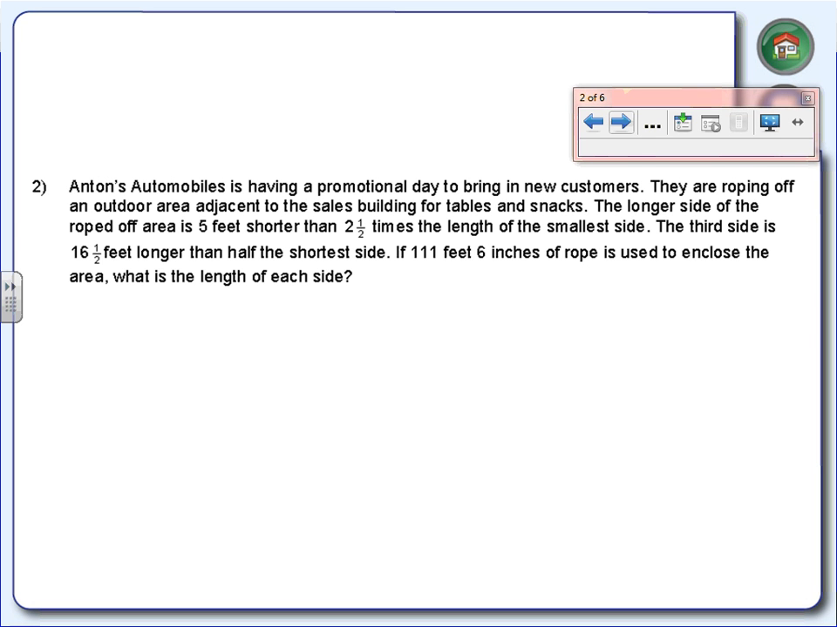Okay, number 2. Anton's Automobile is having a promotional day to bring in new customers. They are roping off an outdoor area adjacent to the sales building for tables and snacks. The long side of the roped off area is 5 feet shorter than 2.5 times the length of the small side. The third side is 16.5 feet longer than half the short side. If 111 feet 6 inches of rope is used to enclose the area, what is the length of each side?